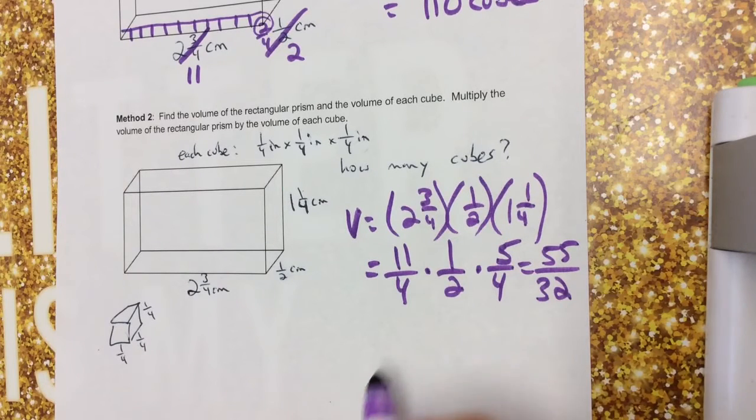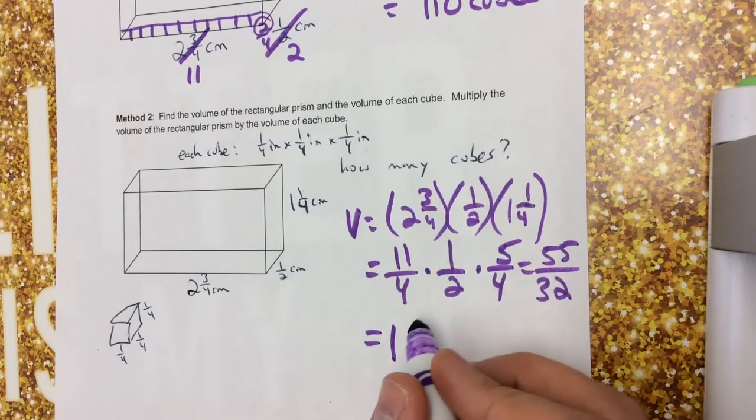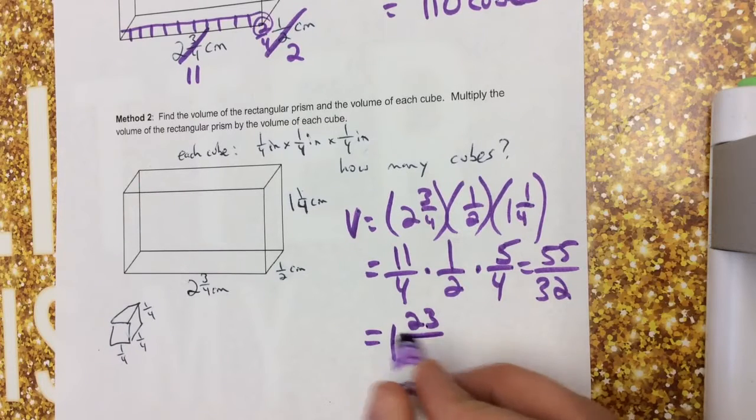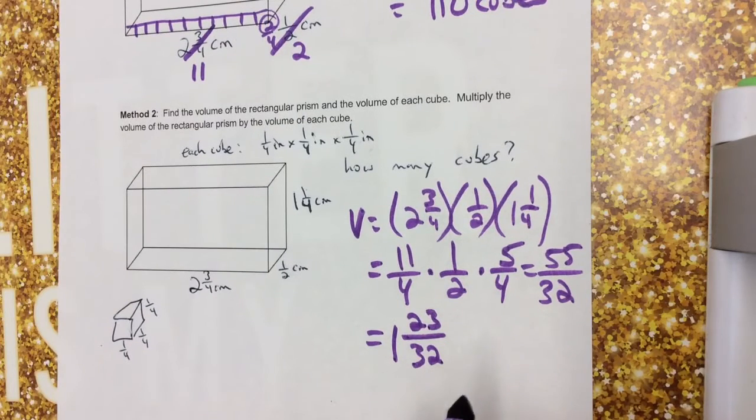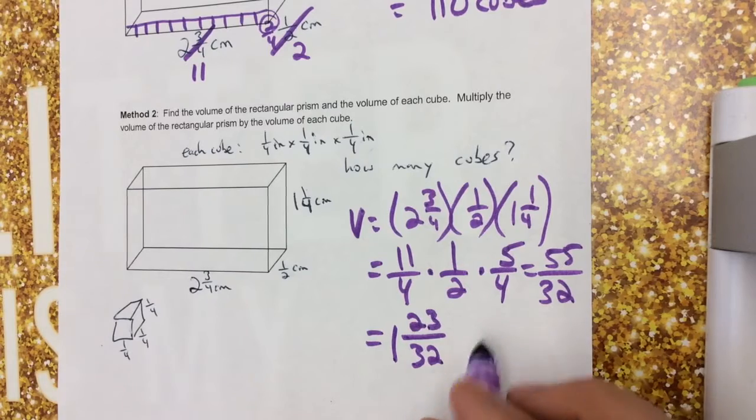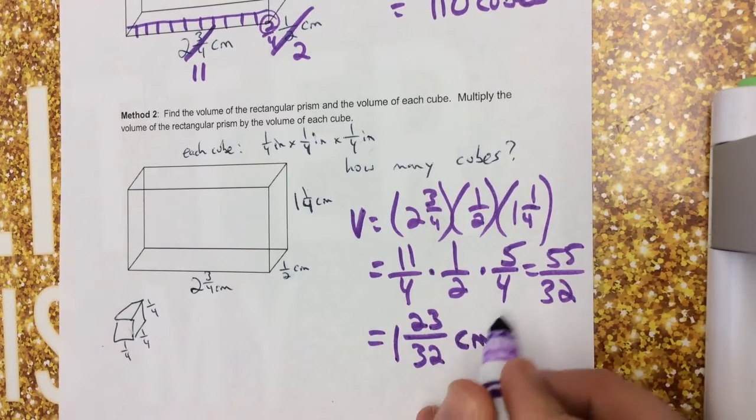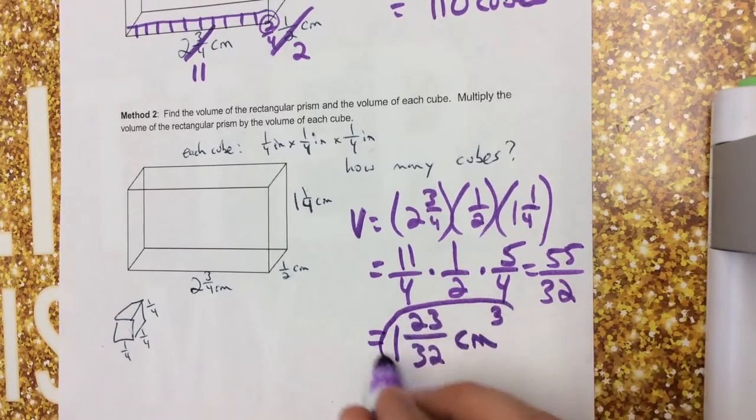So how many 32s come out of 55? That's going to be 1. And then how many are left over? Well, it looks like it's going to be 23. So we have that, and our volume is in centimeters, of course, so centimeters cubed, and that is our volume.